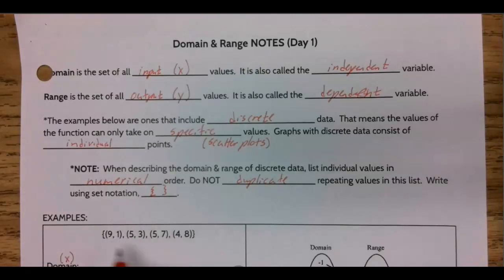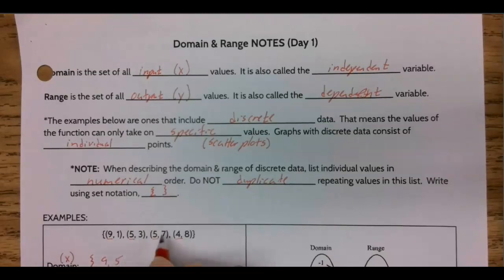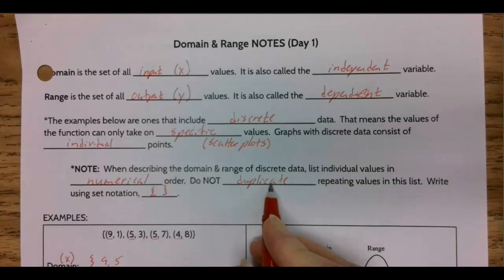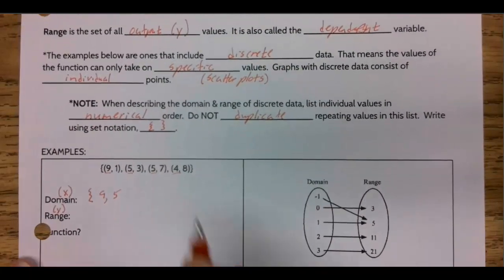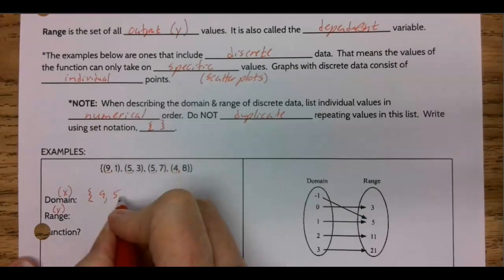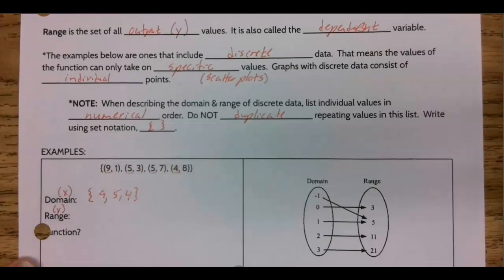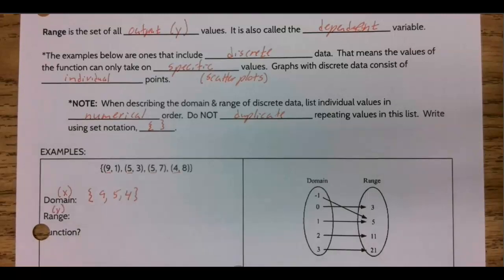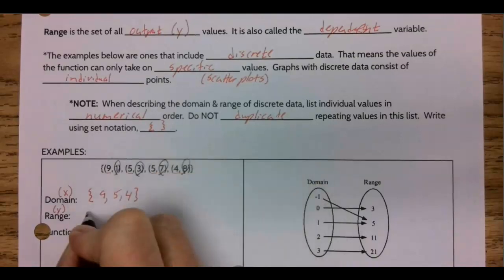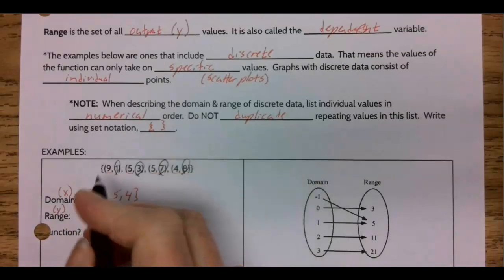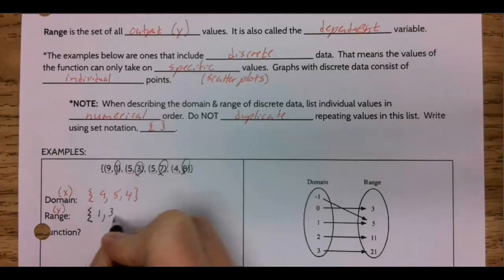So all I'm going to do is take the x values and write them in set notation. So I make my little brackets and I write 9, 5. Oh, but look, there's 2 5s, and notice it says we do not duplicate them. Okay, because we just have to state what the domain is. So we don't write both 5s, and then we have a 4. Okay, that is our domain. Now our range are y values. So we're going to look at our y values. Again, make your set brackets. I write 1, 3, 7, 8.